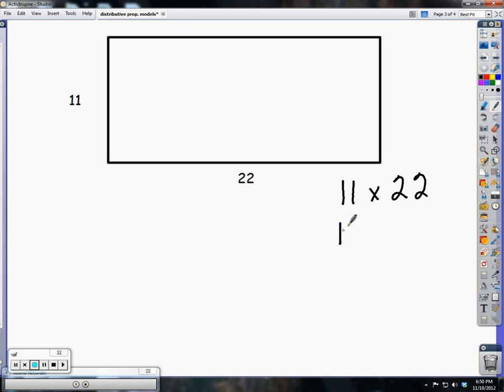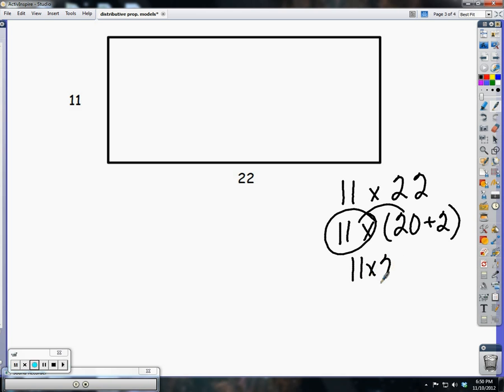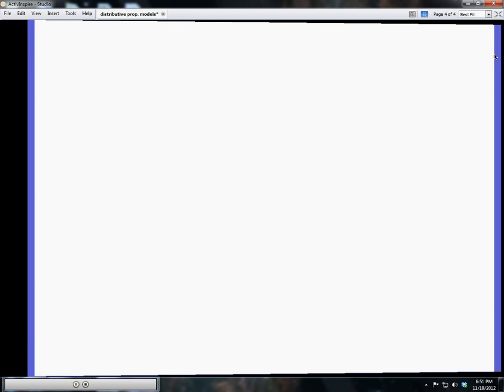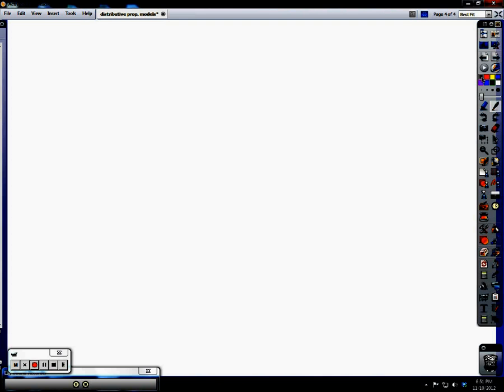11 times 22. Break the 22 down into 20 plus 2. We would give the 11 times to the 20. Then we would give the 11 times to the 2. We would add the two together. So 11 times 2 is 22 with 1 0 at the end. 11 times 2 is 22. Add the two together, and you would have 242. In area, it would be square units. So we can apply this to any multiplication problem.